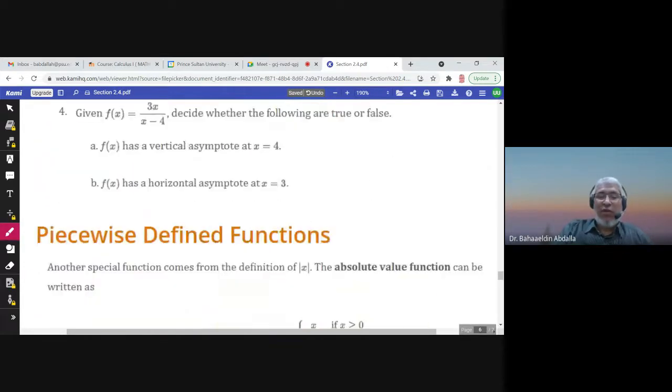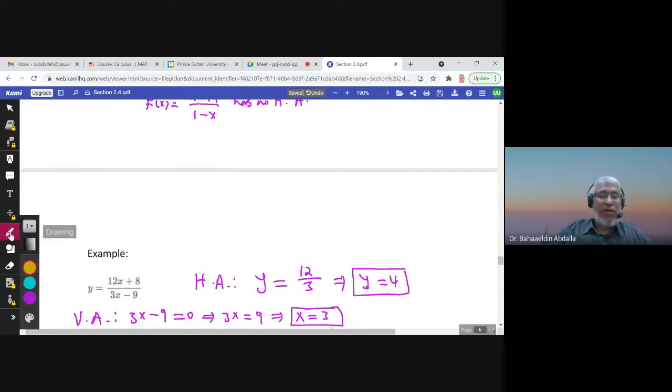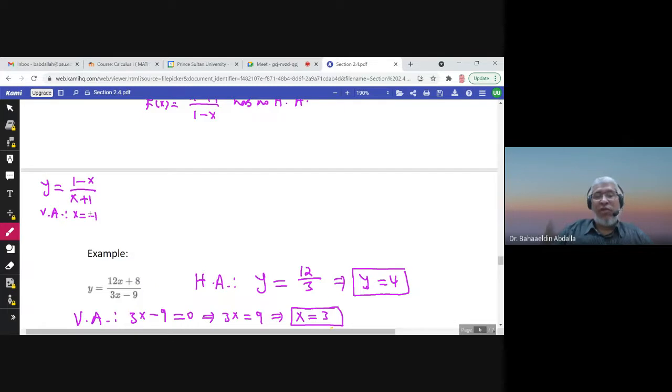If you want, let me give you another example. For example, let us sketch the graph of y equals 1 minus x over x plus 1. All right. What is the equation of the vertical asymptote here? x equals negative 1 because it makes the denominator 0, not the numerator. What is the equation of the horizontal asymptote? y equals negative 1 because the degree is 1, the degree is 1, so we divide the coefficient of x over the coefficient of x.